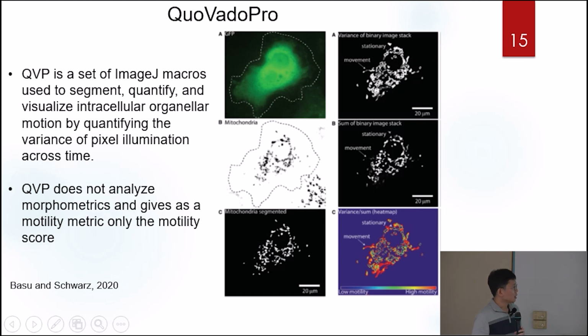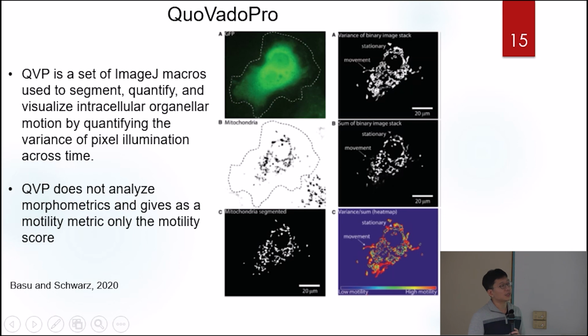stable. So the good thing is it's very straightforward, and they will show you the heat map. So visually you can see whether in these cells, these mitochondria are more motile or more stationary. But they didn't give you the parameter of individual mitochondria.